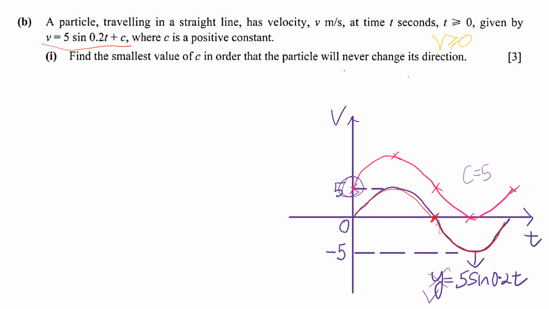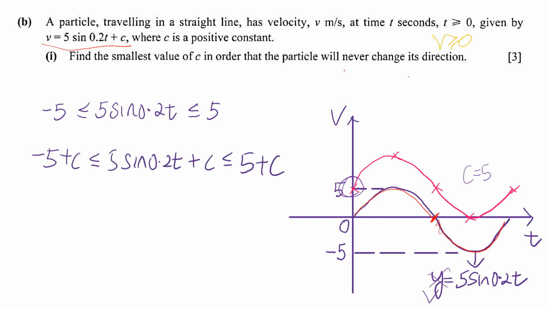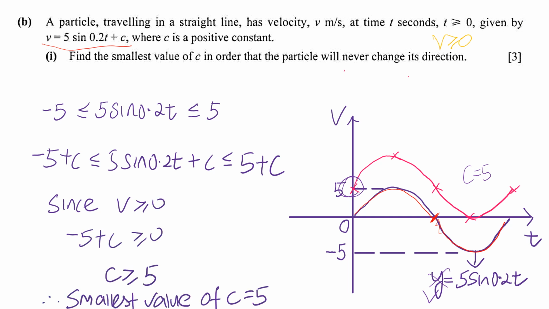So another way of looking at it is like this. For 5 sine 0.2t, the minimum is negative 5 and the maximum is 5. So when you add c to both sides, this will happen. Since we want your velocity to be more than or equal to 0, that means negative 5 plus c will be more than or equal to 0. And from there, your c is more than or equal to 5, so the smallest value of c is 5.